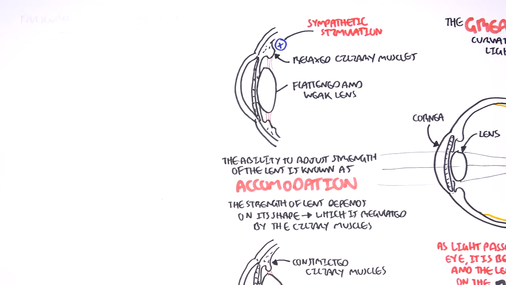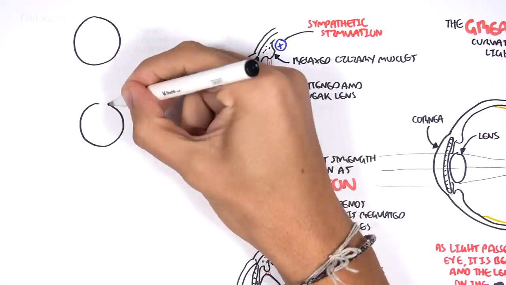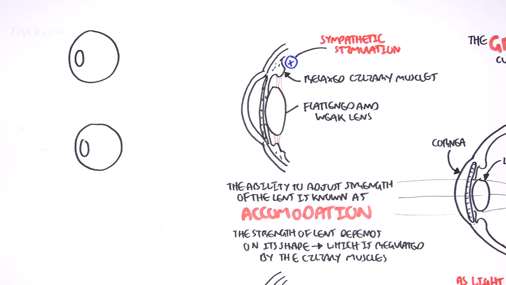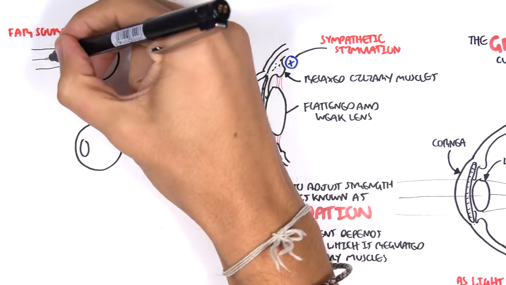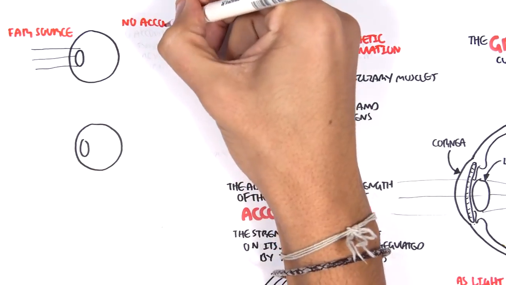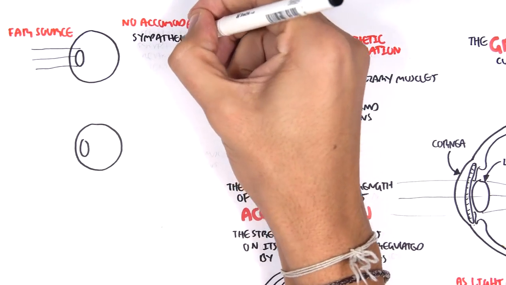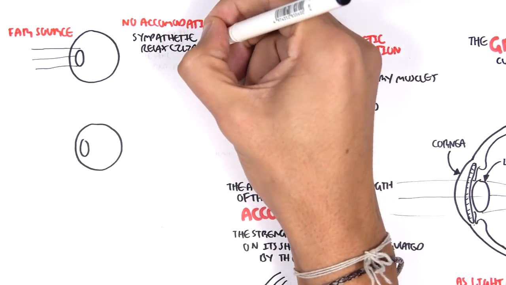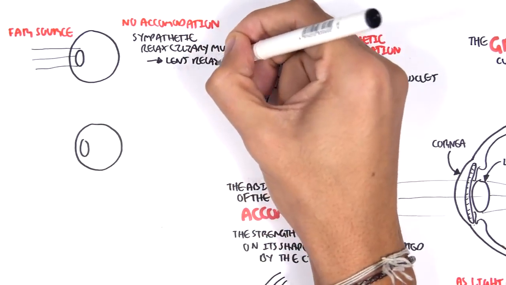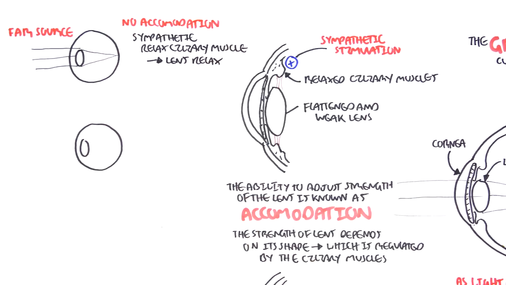Okay, so how does accommodation work? Well, if you see an object far away, a far source, there is no accommodation, and your lens do not need to change. When there is no accommodation, the ciliary muscles are relaxed, and thus the lens is relaxed. Light that enters the eye is refracted by the lens and hits the retina, and all is good.